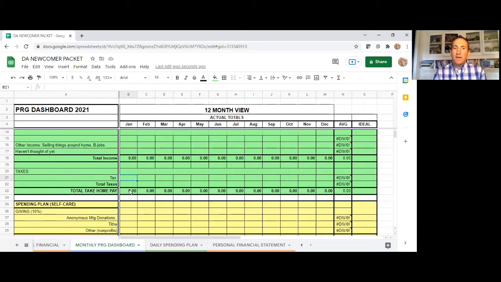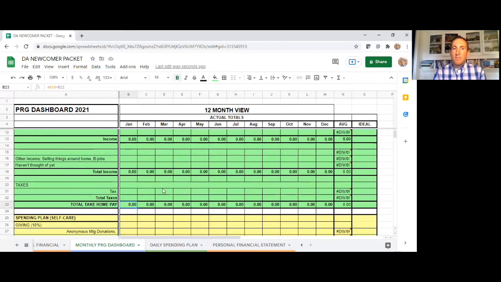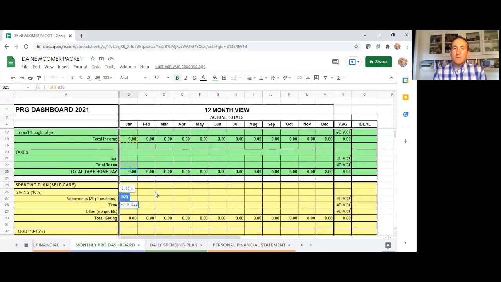And the key number that we want to get to is the total take-home pay. So basically, this is the income plan minus taxes. And you can see that there. It's the total income minus the total taxes equals the total take-home pay. That's an important number.